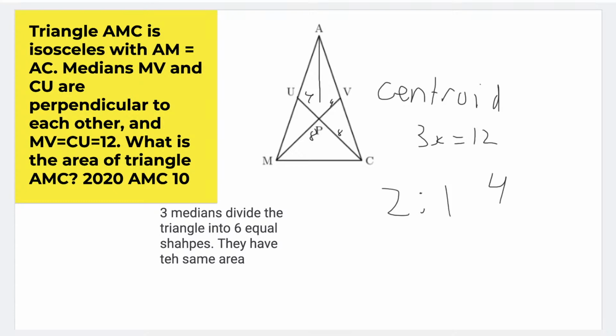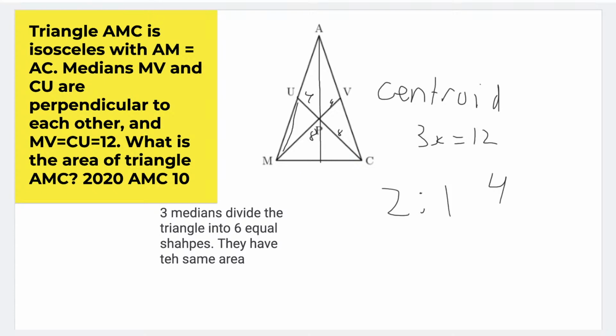Now remember the diagram I told you about. If three medians of a triangle intersect each other, they divide the triangle into 6 equal pieces, equal shapes. They have the same area. So if you find the area of one of them, pretend this one, then that's just 1/6 of the entire triangle. Then you just multiply by 6 and you get all of it.